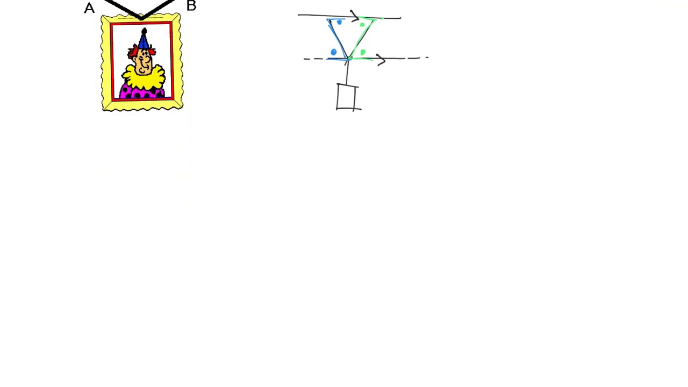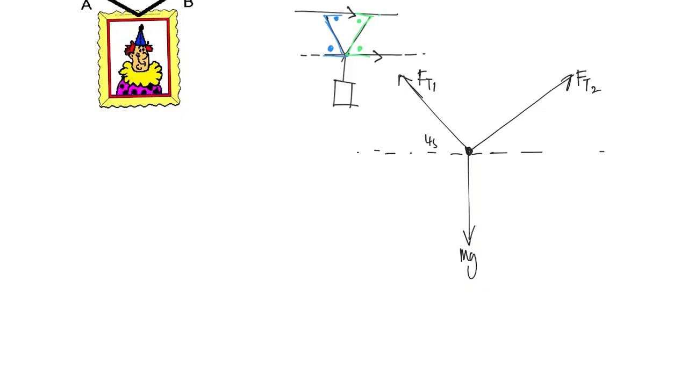With these situations, I've got my object here in the middle. Going down is going to be mg. I'm going to end up here with FT2. On the other side, FT1. And I know that on this basis here, I have two angles, let's say 45 degrees and 30 degrees. Notice here, no normal force, because it's hanging from that spot.